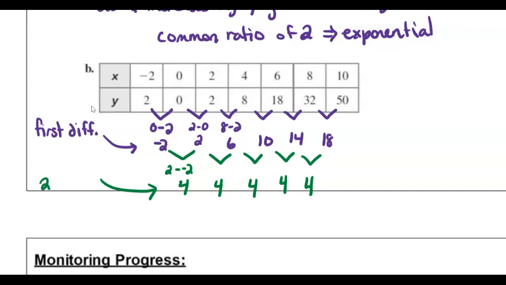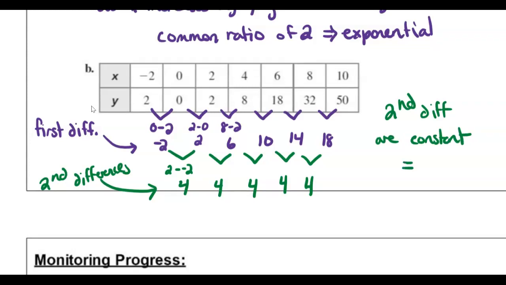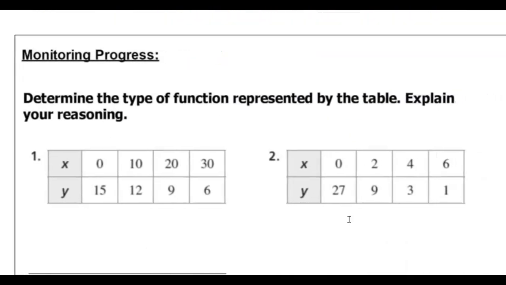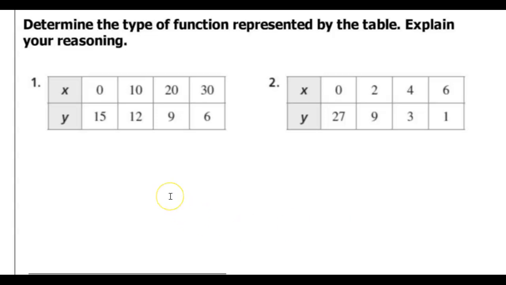This is called the second differences. And when the second differences are constant, that tells you it has a degree of 2. And so if you have a degree of 2, that means it is quadratic. Personally, I look for the common ratio first, seeing if the y values are multiplying by a constant amount. And then if I don't have that, I jump down and try the first differences, second differences, third differences.